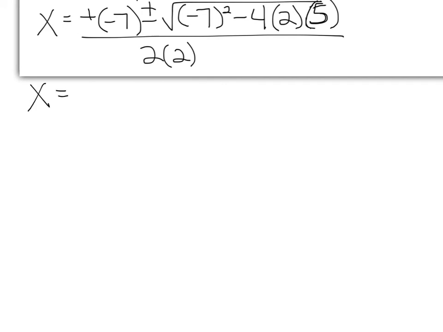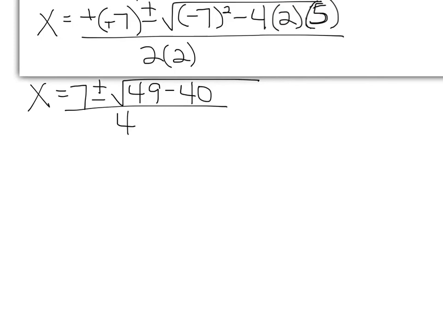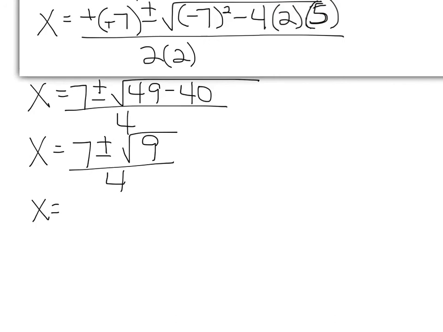x equals, add a line, change the sign, 7 plus or minus the square root, negative 7 squared is 49. Negative 4 times 2 is negative 8. Negative 8 times 5 is negative 40. All over 2 times 2 is 4. So I have x equals 7 plus or minus the square root. 49 minus 40 is 9 over 4. The square root of 9 is 3.